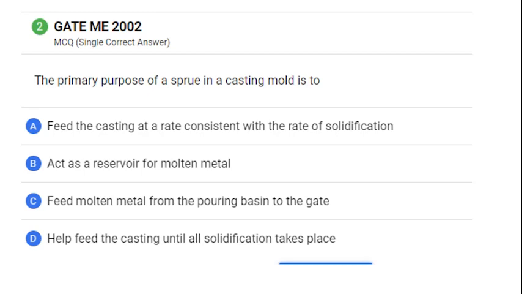Solve this question. C. Yeah, C is correct. There is no doubt in this, right? There will be one pouring basin, then one sprue. After the sprue, the gate will be there. What is the primary purpose of the sprue? To feed the molten metal from the pouring basin to the gate.